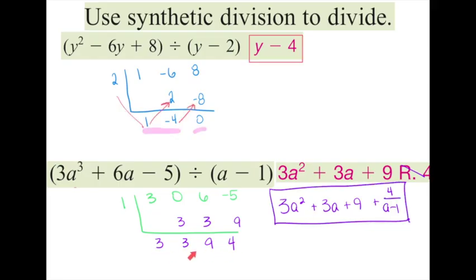Once I have these, I'm going to go back to my original and say, where did I start? I started with a cubed. I'm going to drop that exponent by 1 and just fill it in. So I'm going to start with this and say 3a squared and then just go down. Plus 3a plus 9. This is always my remainder, and I put it over what I divided by. Okay? So you're always going to be 1 less than what you started with, and then you're just plopping those back in. These are your coefficients. This is your remainder.